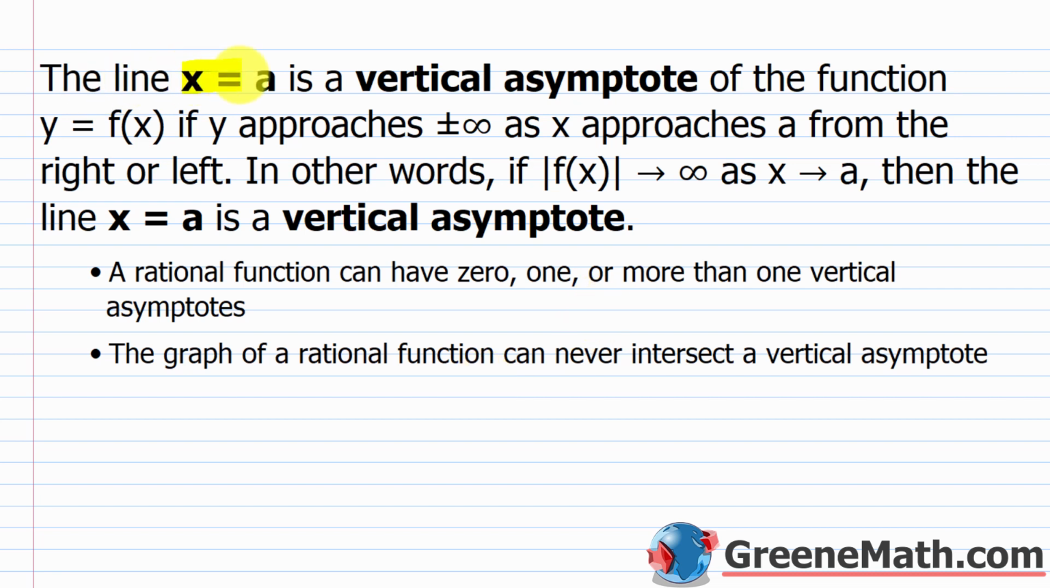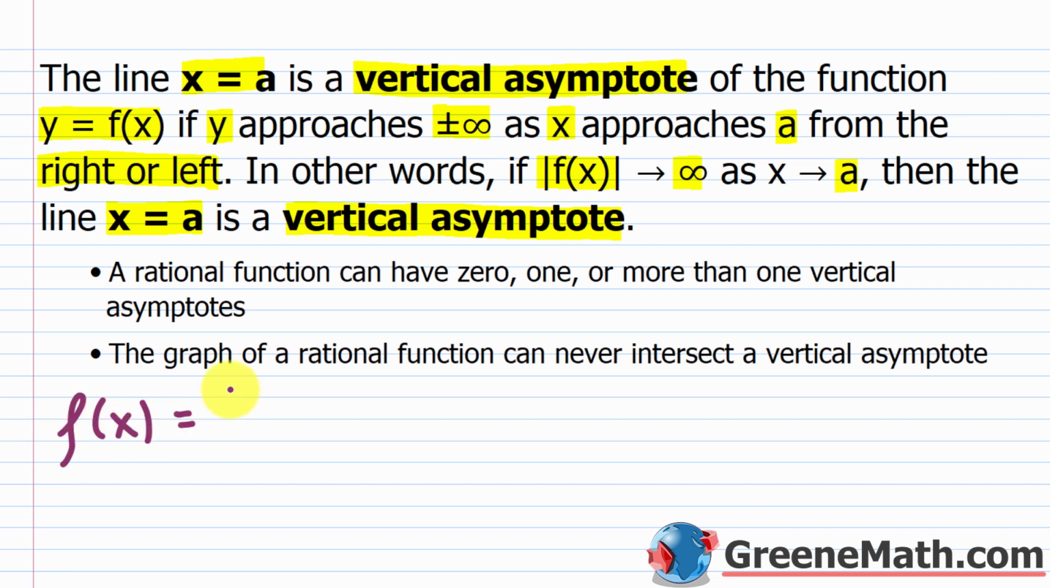So the line x equals a is a vertical asymptote of the function y equals f of x if y approaches positive or negative infinity as x approaches a. This is from the right or left. In other words, what we're saying is that if the absolute value of f of x, or you could say the absolute value of y, approaches positive infinity as x approaches a, again, this would be from the right or the left, then the line x equals a is a vertical asymptote. Now, again, when you read definitions like this, a lot of times it's not crystal clear until you start seeing examples. You can just relate this back to what we saw earlier.